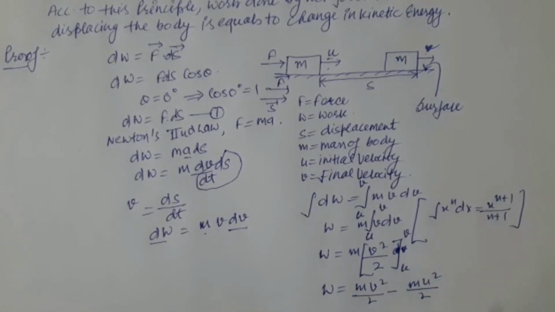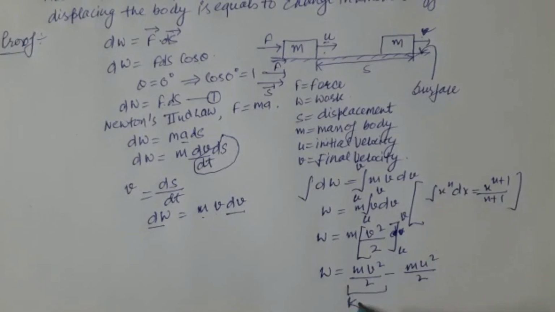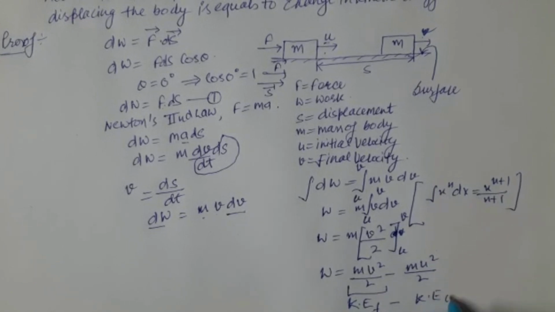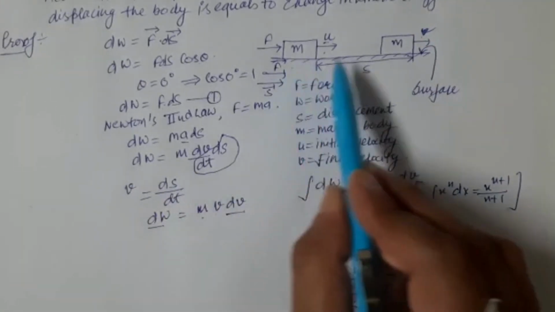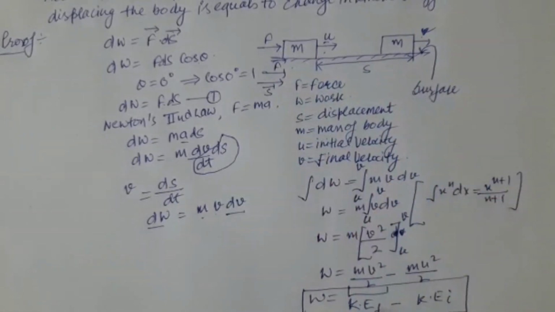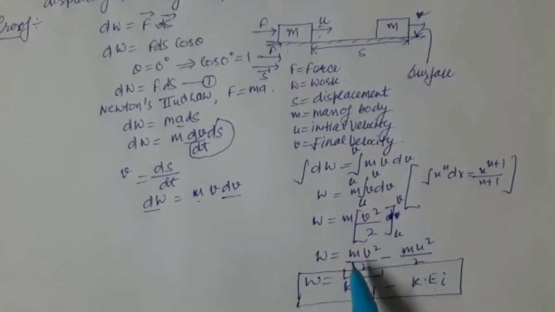This is nothing but work done equal to the final kinetic energy minus the initial kinetic energy. Hence the net work done in displacing the object by this force F from the initial position to the final position is equal to the change in kinetic energy, that is, the final kinetic energy minus the initial kinetic energy. We know the formula of kinetic energy is half m v squared, minus half m u squared.